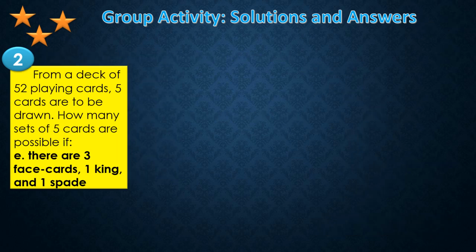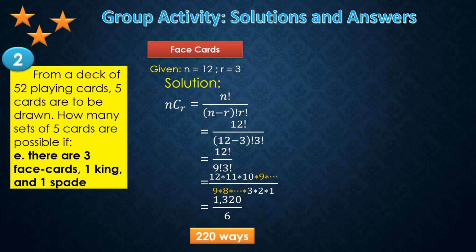Okay, let's move on to letter E. We have three considerations, class: 3 face cards, 1 king, and 1 spade. Our face cards total 12 because we have 4 suits, and only three face cards: jack, king, and queen. So 12, 4 times 3 is 12. Solution, final answer is 220 ways.